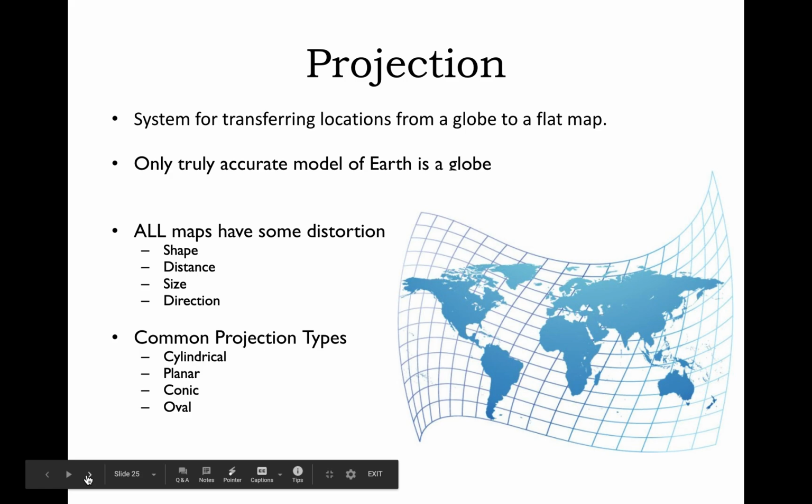Projections. Projection is taking a map off a globe, and that's referred to as the transferring process. The most accurate depiction of the Earth is a globe. And when we look at maps, they can be distorted in the shape, the distance, the size, and direction. Those are the four common distortions. All maps are distorted. Some are less distorted than others. And then when we look at projections, they're either cylindrical or planar, conic, which is the form of a cone, or oval, as in an oval shape.